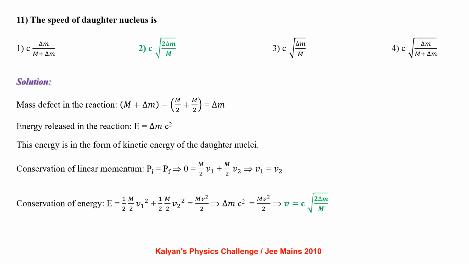Now applying conservation of energy, E equal to half of M by 2 v1 square plus half of M by 2 v2 square. As v1 equal to v2, we get E equal to half Mv square. That is delta m into c square equal to half Mv square, from which we have v equal to c times root of 2 delta m by capital M.